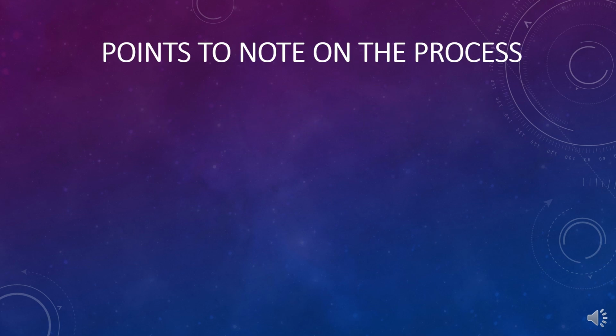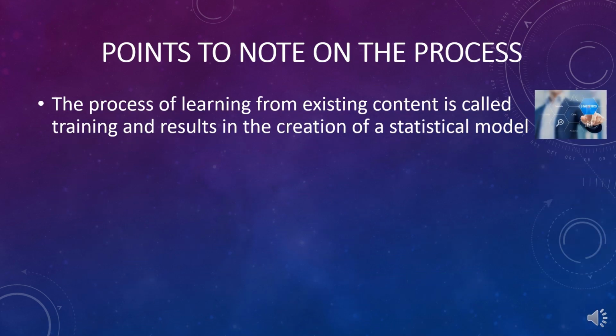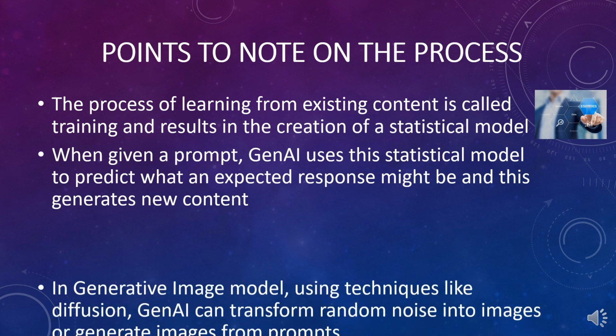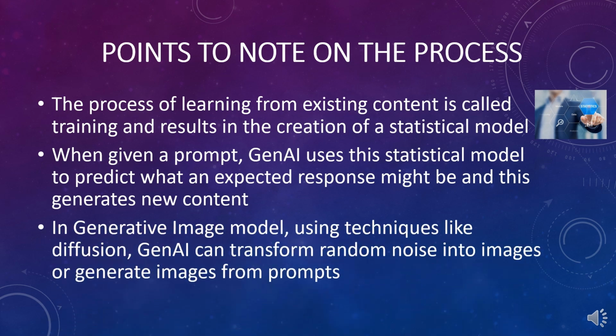Important points to note on the process. The process of learning from existing content is called training and results in the creation of a statistical model. When given a prompt, GenAI uses this statistical model to predict what an expected response might be, and this generates new content. I shall come to the generative image model in a few minutes to explain further, but in generative image models, using techniques like diffusion, GenAI can transform random noise into images or generate images from prompts.